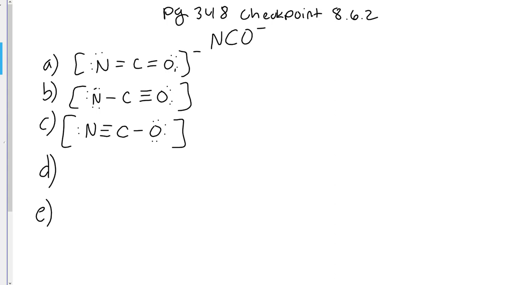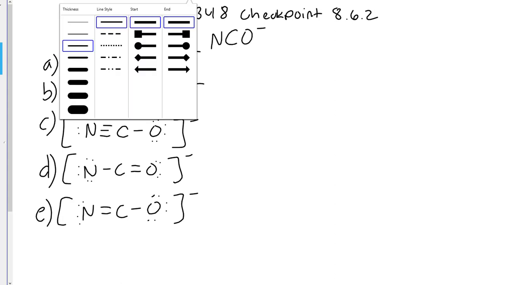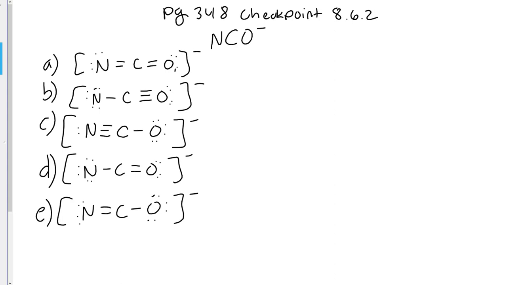D and E aren't that great of structures automatically. We'll look at them real quick and show you why we can probably go ahead and discount these. So right off the bat, what is so wrong with D and E that we can probably go ahead and say those are not good structures? Look at the carbon. It has 3 bonds, so what does that mean about its octet? Does carbon have a complete octet?